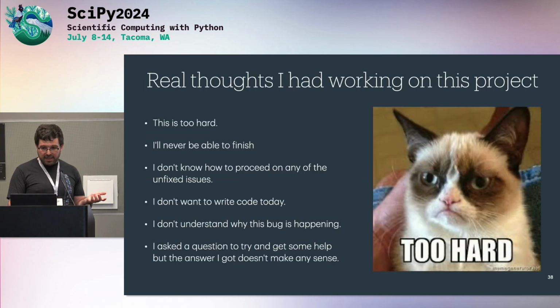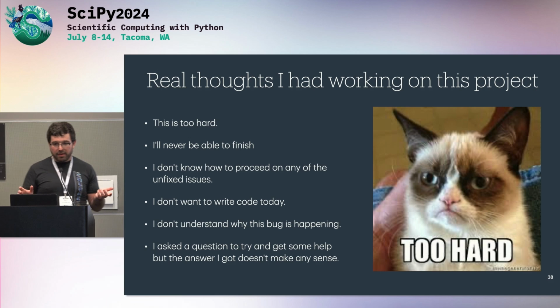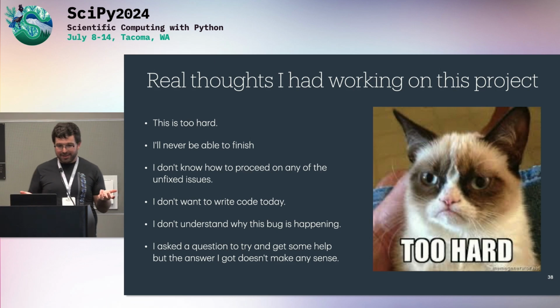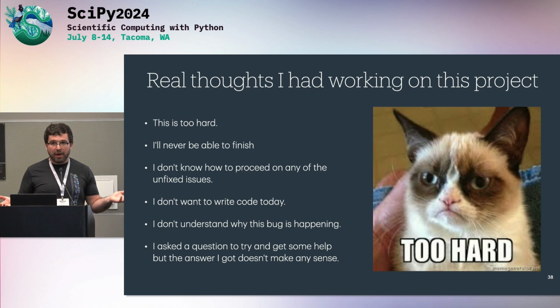So how did I actually get it done? This is more about the emotional parts of this project. These are real thoughts I had working on this project. This is too hard. I'll never be able to finish. I don't know how to fix any of the unfixed issues. I don't want to write code today. I don't understand why this bug is happening. I asked a question to try and get some help, but the answer I got doesn't make any sense. So I said all that out loud because I think it doesn't get talked about a lot, and also it's completely normal to have feelings like this.